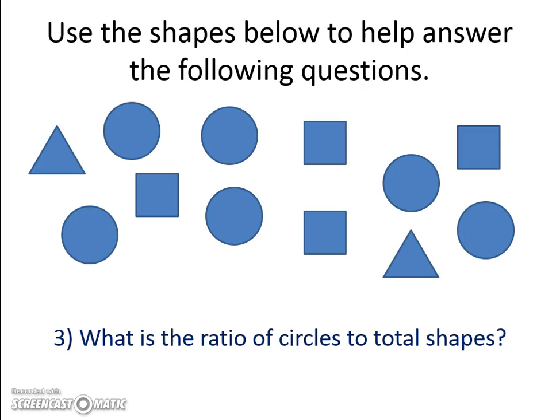So in this case, I see there are 6 circles and that there are 12 shapes total in this view. So my ratio would be 6 to 12. Or if I simplified this, I know the GCF of 6 and 12 is 6, so I can say 6 divided by 6 is 1, and 12 divided by 6 is 2, so my simplified ratio is 1 circle to 2 shapes.